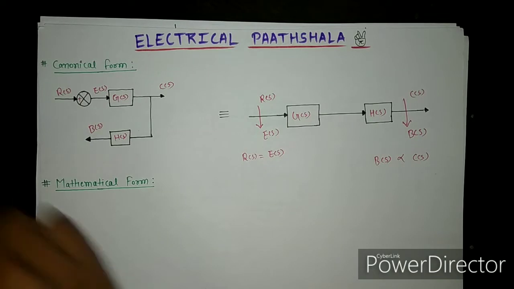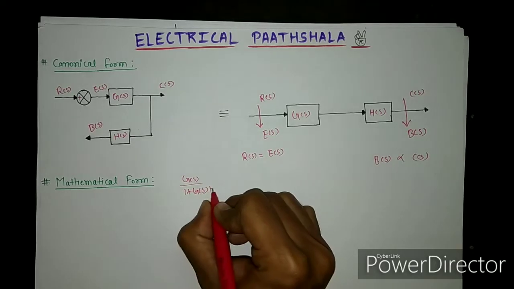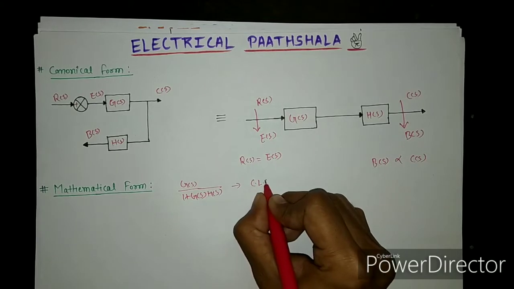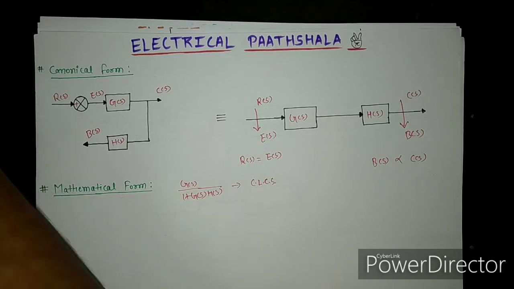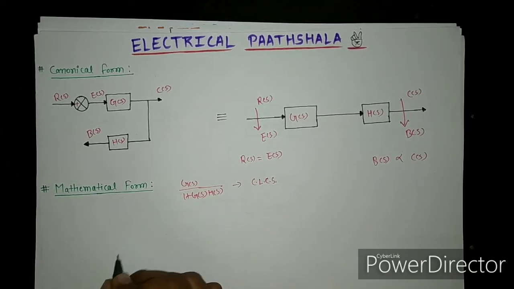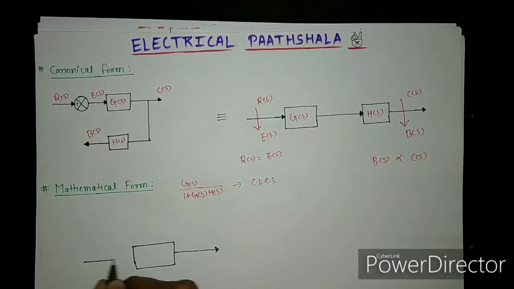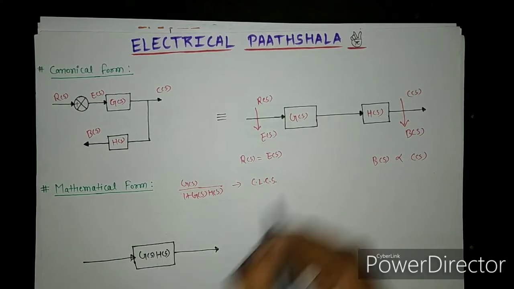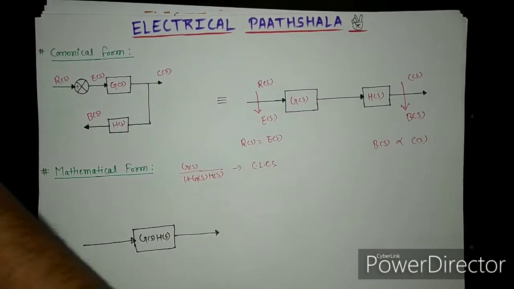Now you know that G(s) by 1 plus G(s)H(s) is the mathematical form of a closed loop control system. Similarly, we can also write the mathematical form of an open loop control system. So we will draw now the mathematical form. So this is the mathematical form of an open loop control system. G(s), H(s). This is the mathematical form of an open loop control system.